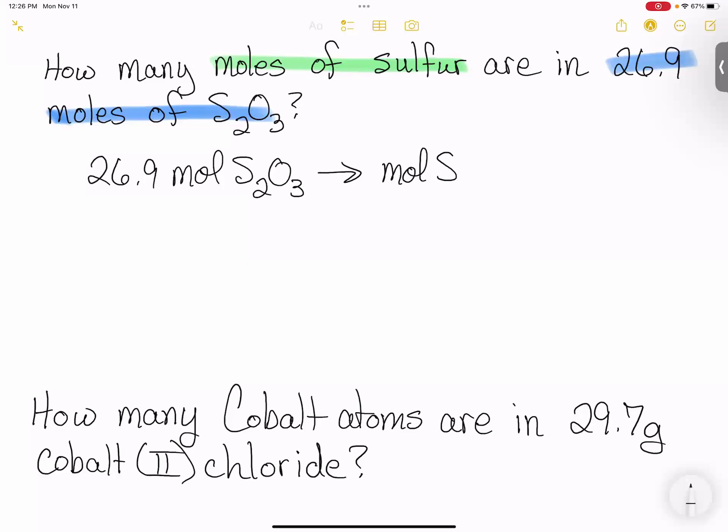One thing that I always do first, I don't typically go straight to the atoms and molecules. I don't go straight to the grams. I go, are my substances the same? Is S and S2O3 identical with respect to their formula? No. So you are going to need a mole to mole ratio. And according to this, for every 1 mole of S2O3, there will be 2 moles of S.